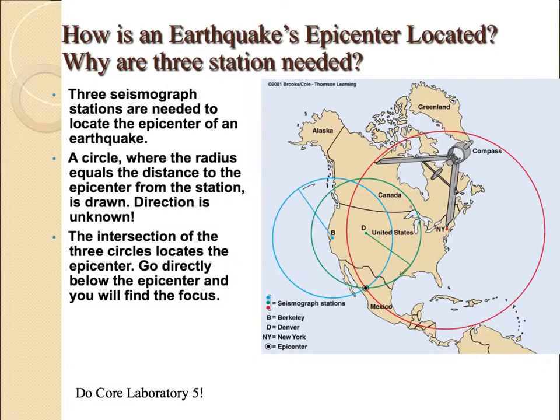So as you can see in this particular location, New York City got a really big circle, meaning that the earthquake is a really long ways away. And then we have B, which is Berkeley, which is in California. And we have the blue circle. And then the third place we have is Denver, Colorado. And we have the third circle, and then all 3 circles intersect at this 1 point right here. And so that is the epicenter of the earthquake. Go directly below it, and you will get the epicenter.